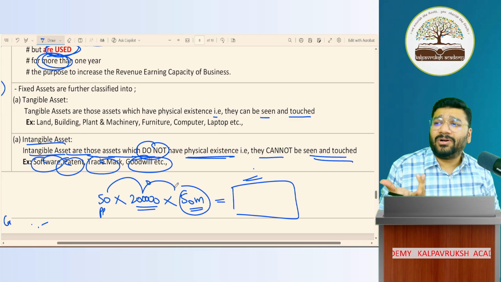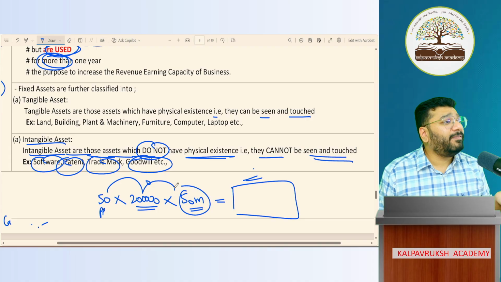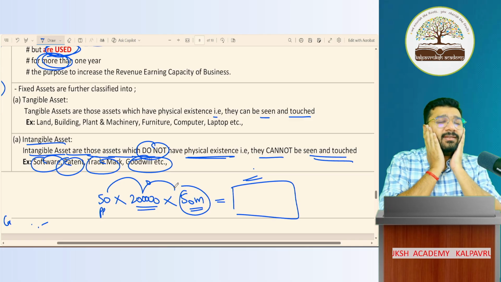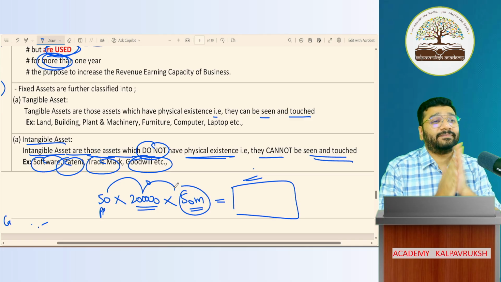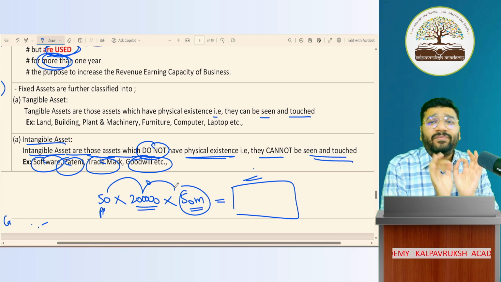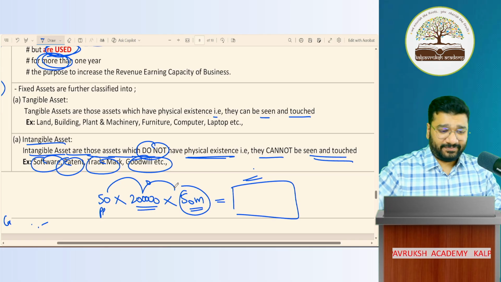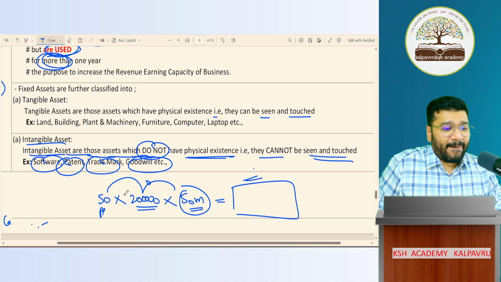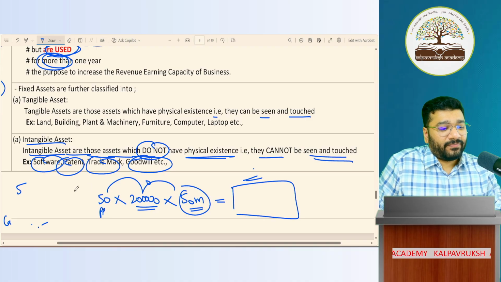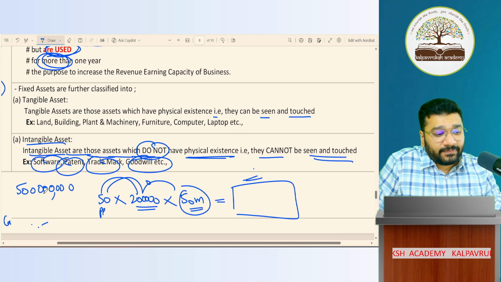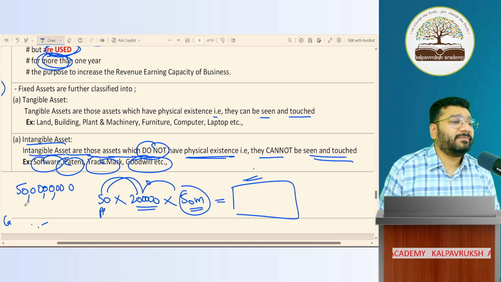Some people are telling 5 crore, some people telling 50 crore. So much confusion. 5 crore or 50 crore? Tell me properly. 5 twos are 10, 10 fives are 50. 10, then 1, 2, 3, 4, 5, 6. How much is this? 50 crore this is. Who said 5 crore?